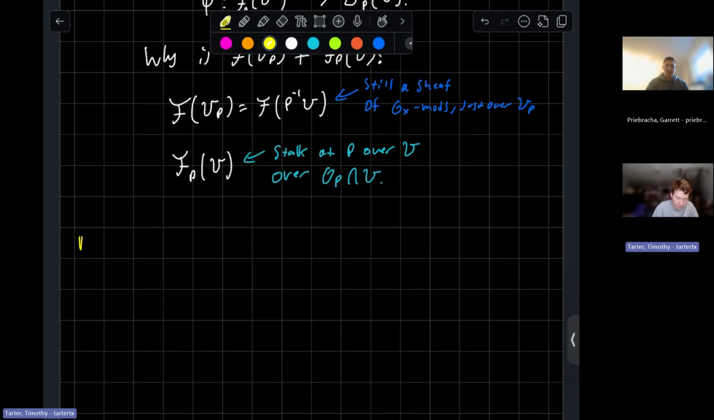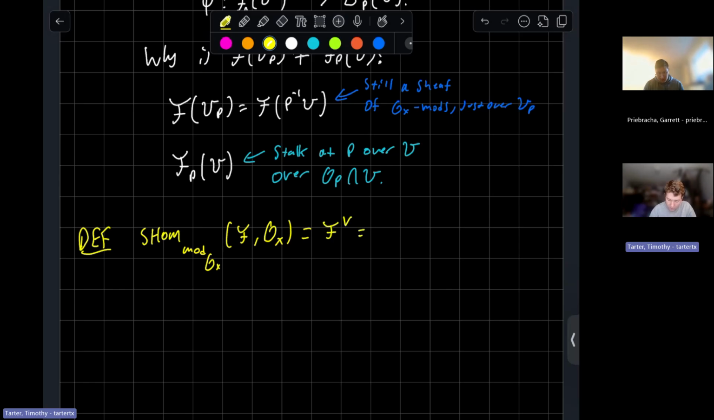So I guess this is important. So Hom mod OX from F to OX is equal to the dual of the OX module F.